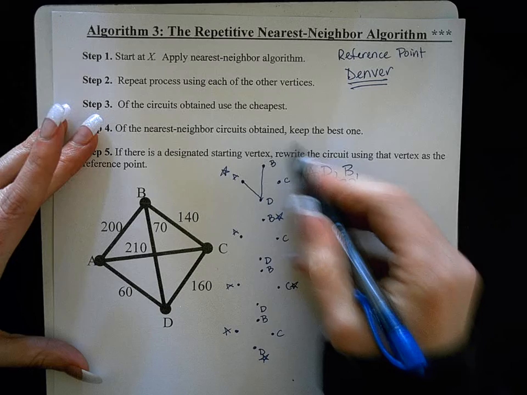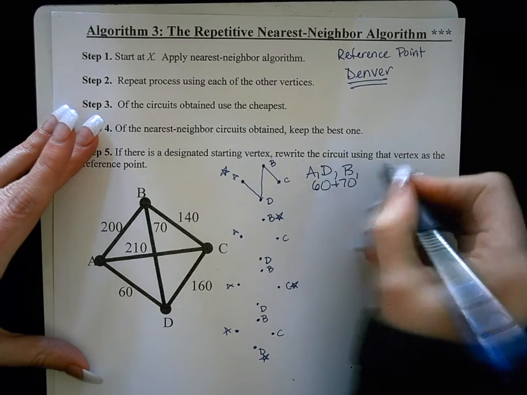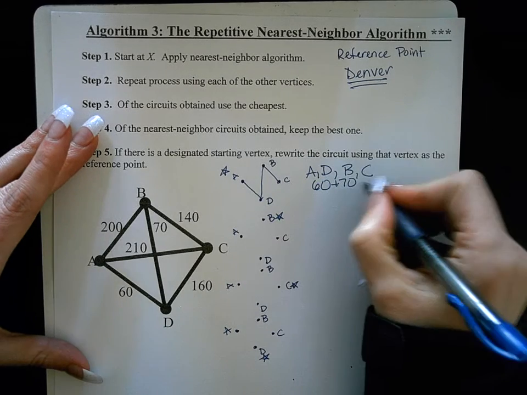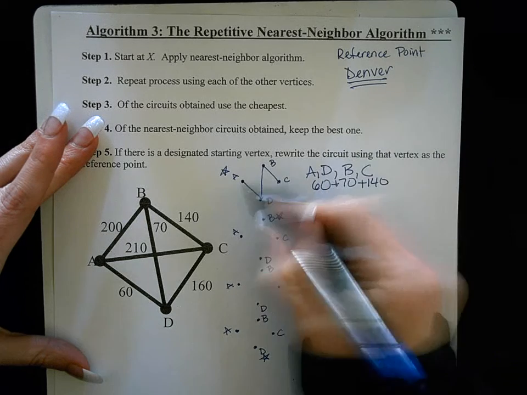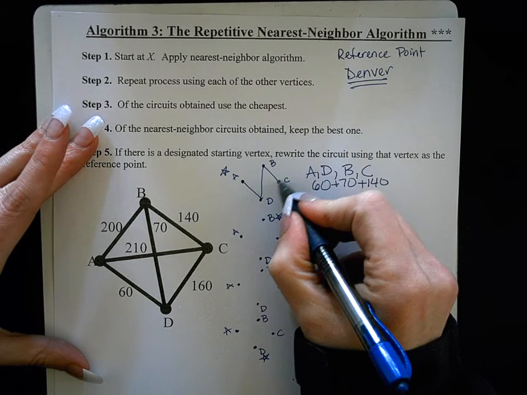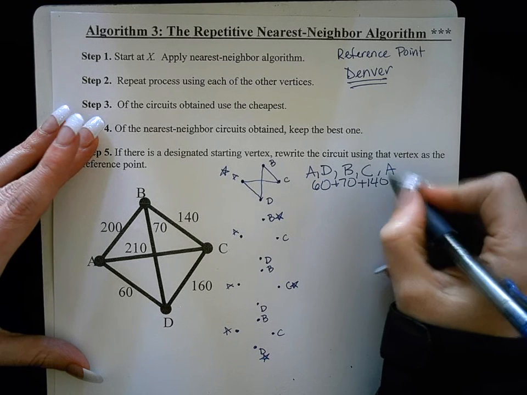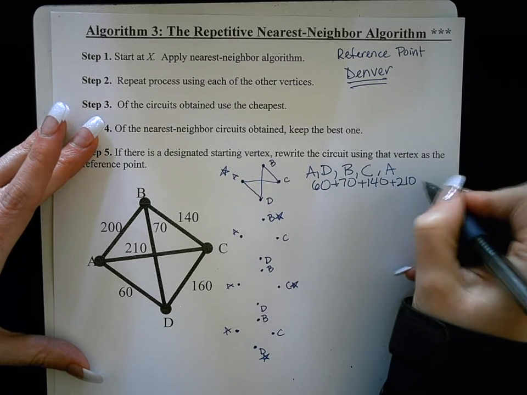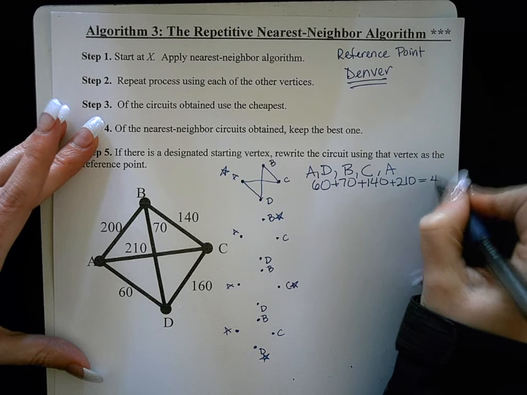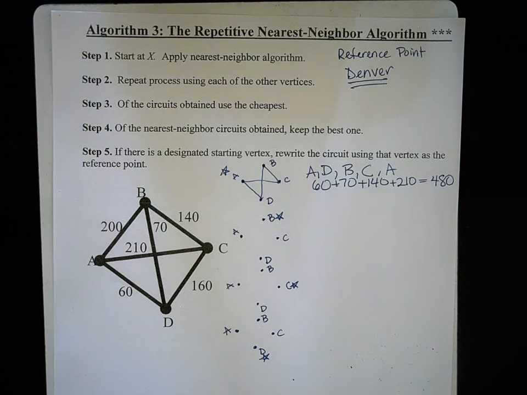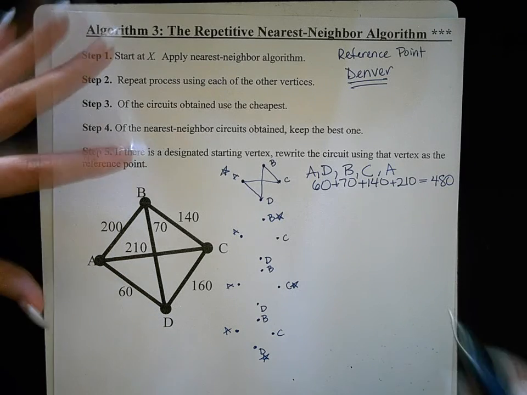Now it's clear that we have to go to vertex C. From B to C, that is 140. And we've been to every vertex, so now it is time to go home to A, which is 210. And the total amount for that Hamilton circuit is 480. Okay, that's it. First one done.